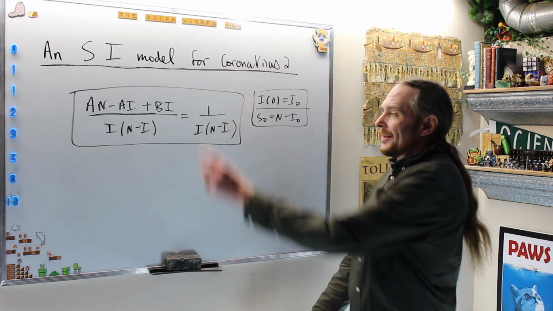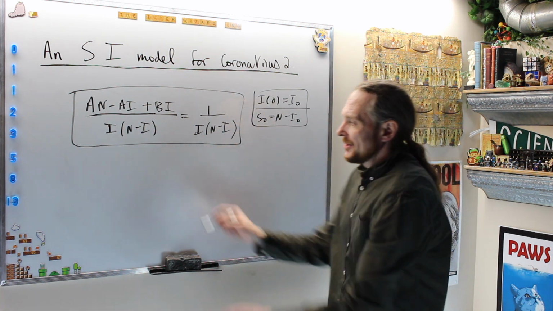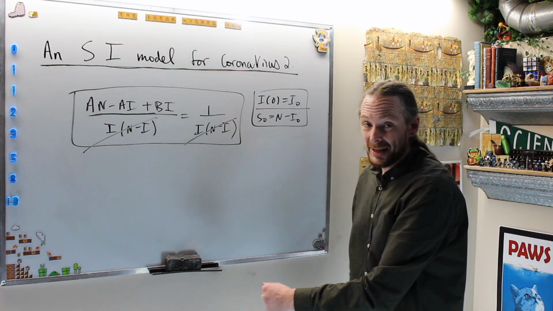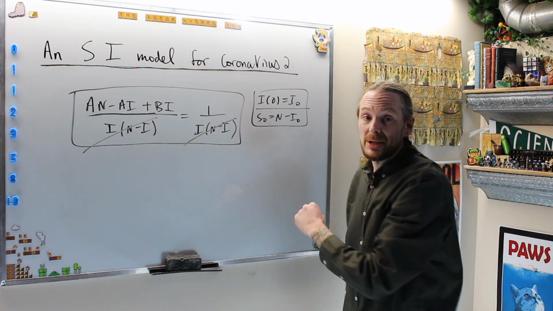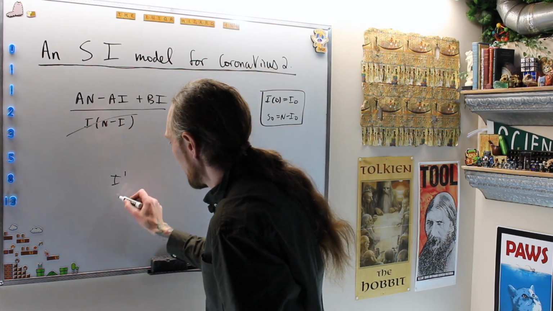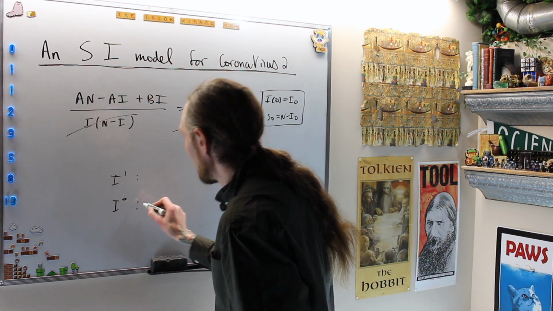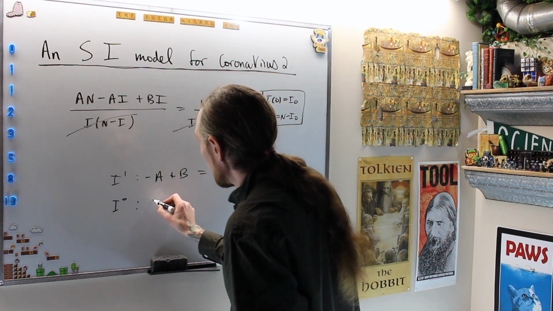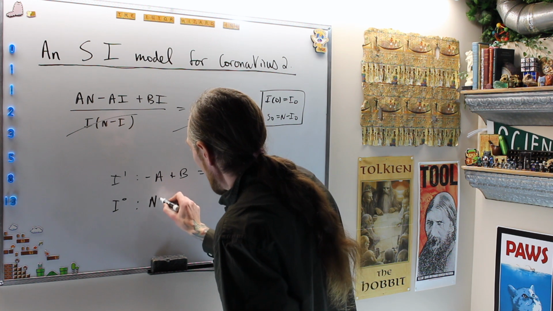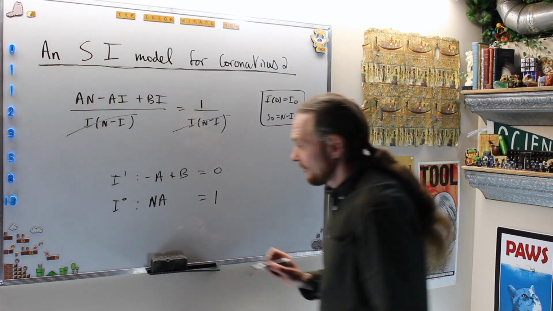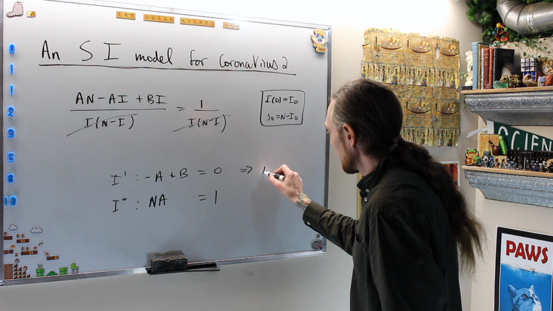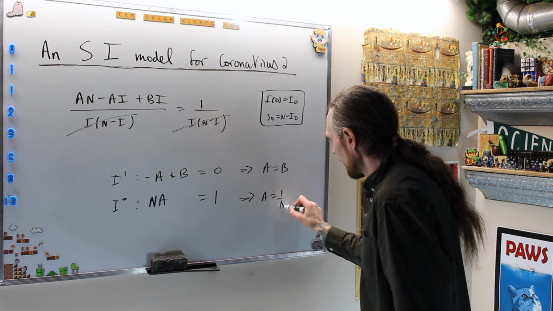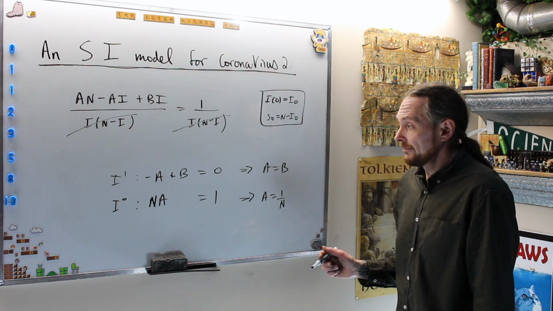I now have the left-hand side equals the right-hand side, and I'm claiming this is true right now. First of all, what you can do is you can ignore the denominator and focus on the numerator. If these two polynomials now are equal to each other, it says that the I coefficient and the I to the 0 coefficient have to be the same. This tells me negative A plus B equals 0, and N A equals 1. From the first equation, this says A equals B. And from the second equation, this says A equals 1 over N. So they're both equal to 1 over N.